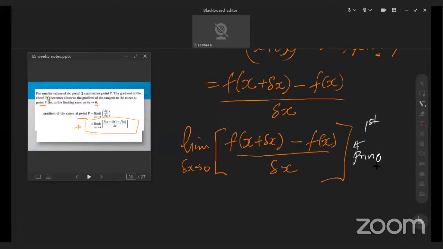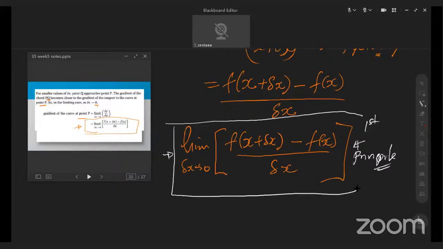If you have to calculate the gradient of a point or the gradient of a curve from first principles, we shall use this as the formula: limit as small change in x tends towards zero, of f of x plus small change minus f of x over this. But remember, this is almost like y, but we've done the substitution. This is our small change in y, and this is our small change in x.